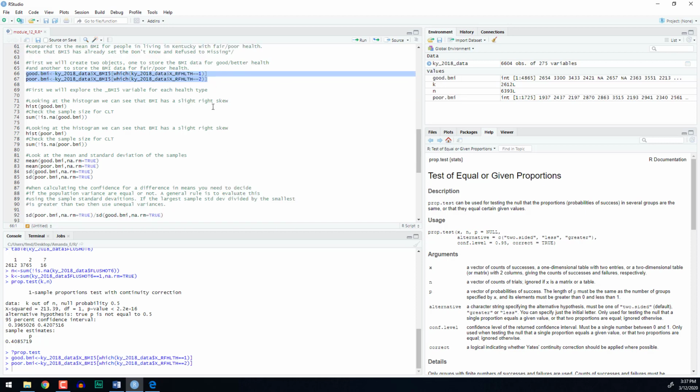So similar to when we worked with a single mean, I want to explore each of these two different sets of BMI sample data. So first, I'm going to look at the goodBMI sample data.